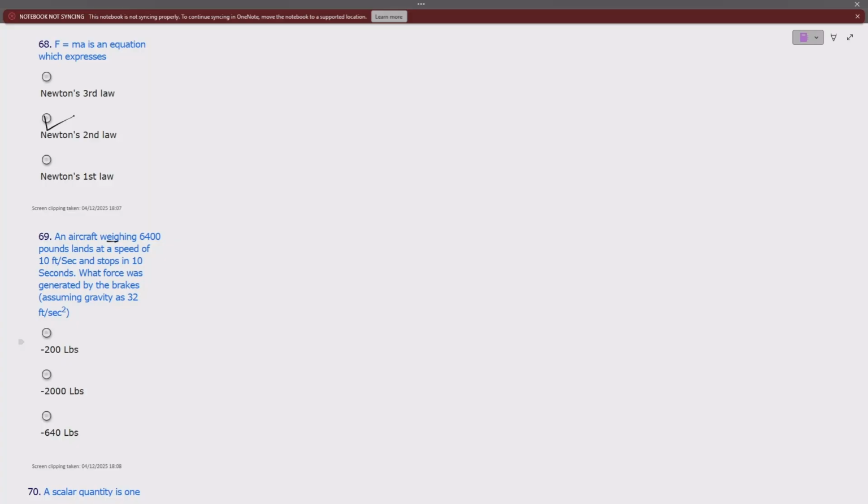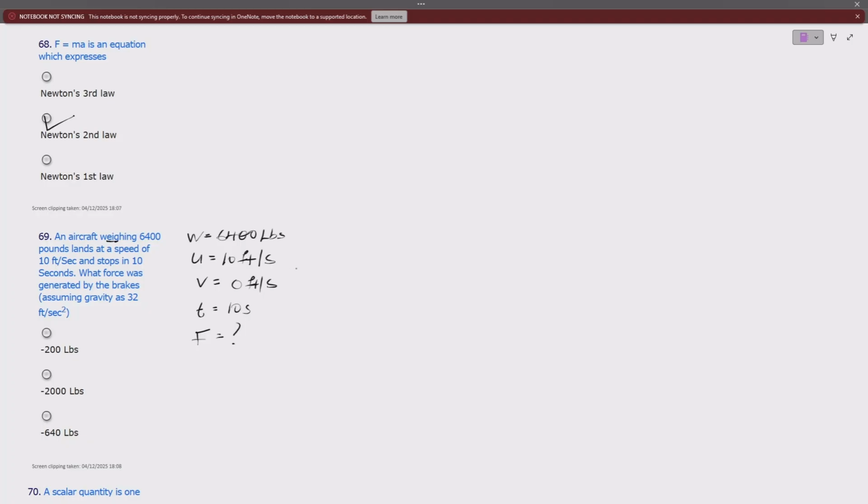Take note of weight. That is the weight of the aircraft, W equals 6,400 pounds force. It lands at a speed of 10 feet per second. That's the initial velocity, u equals 10 feet per second. And the final velocity, because it stopped, equals 0 feet per second. So it's asking for the force. The time it takes to stop t equals 10 seconds.